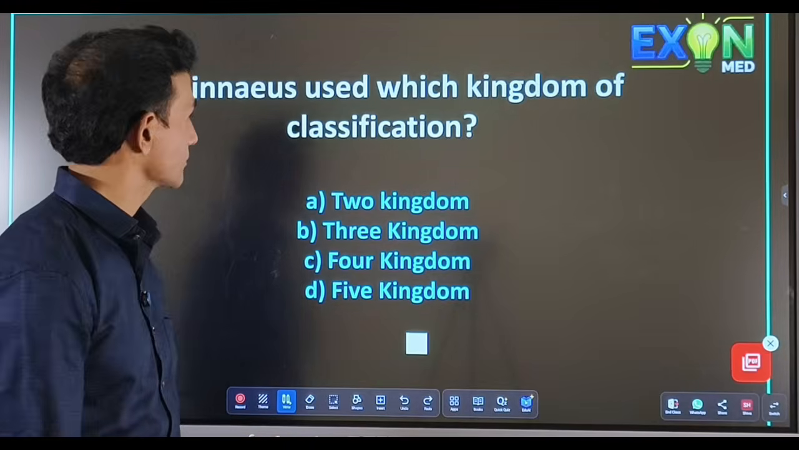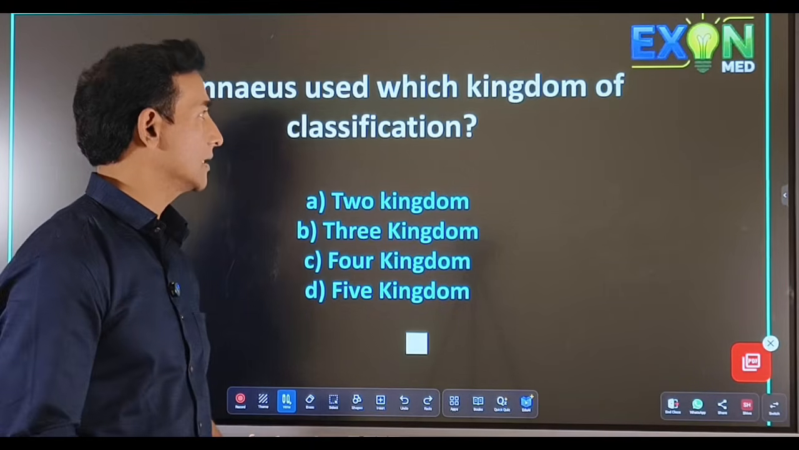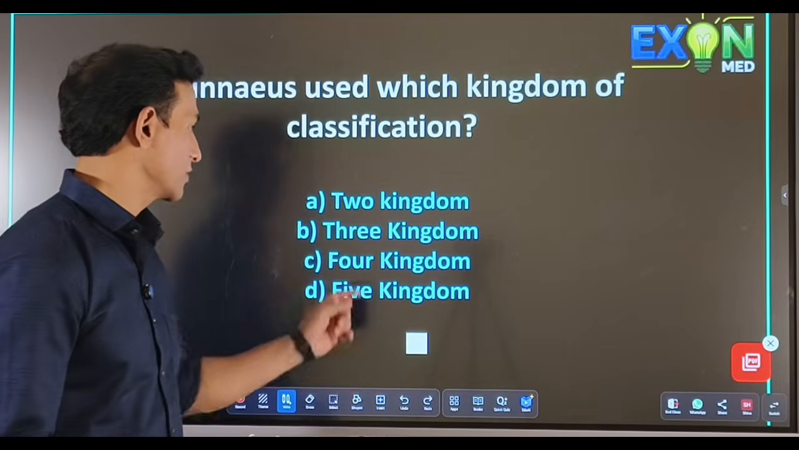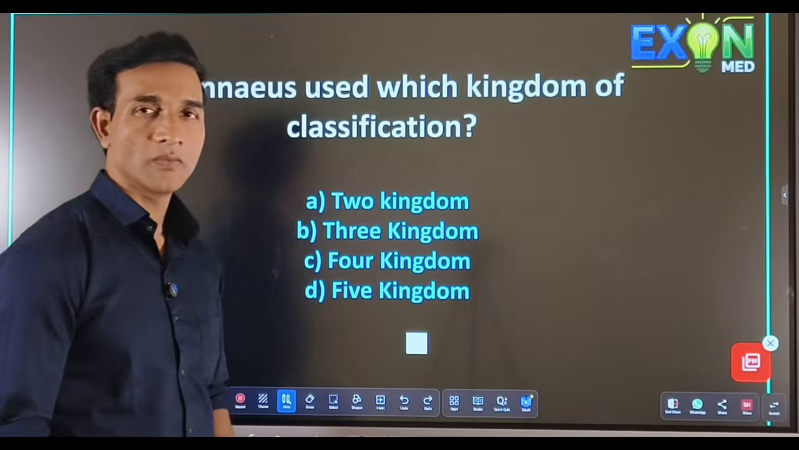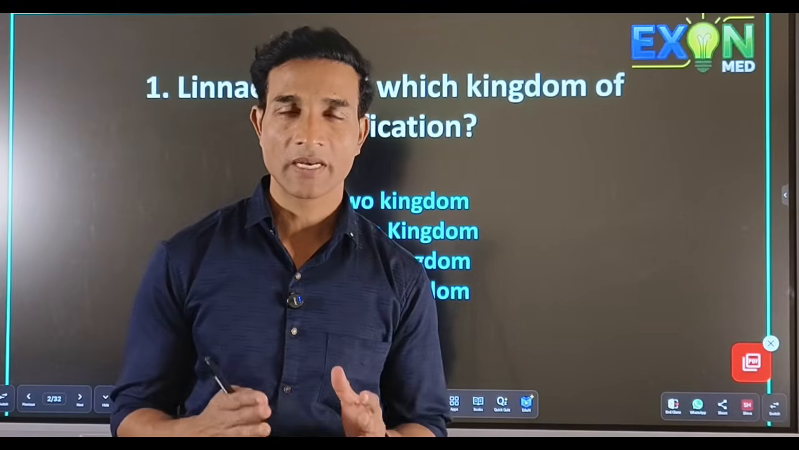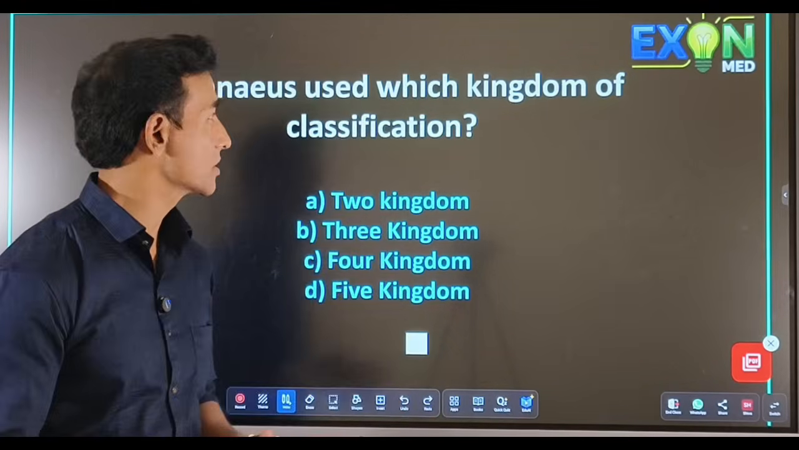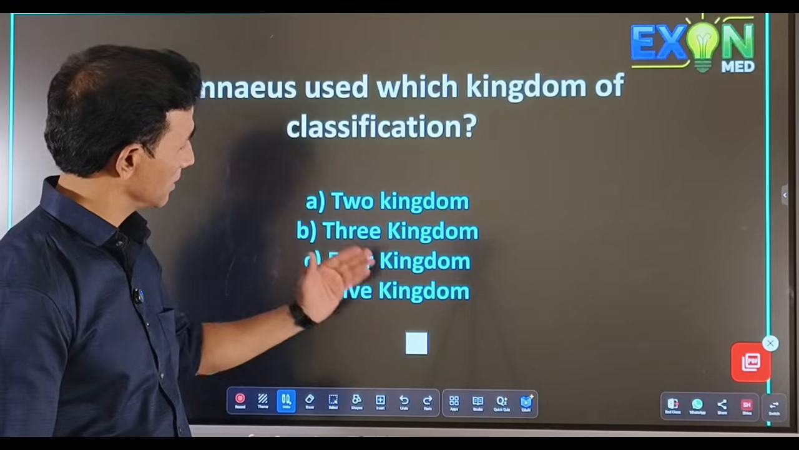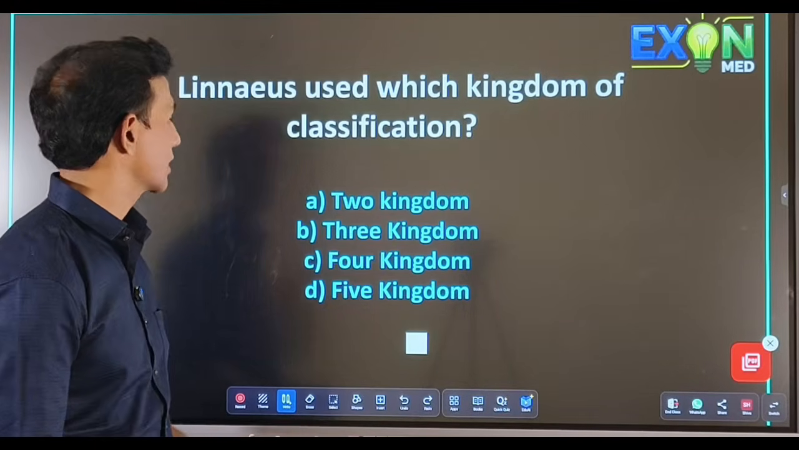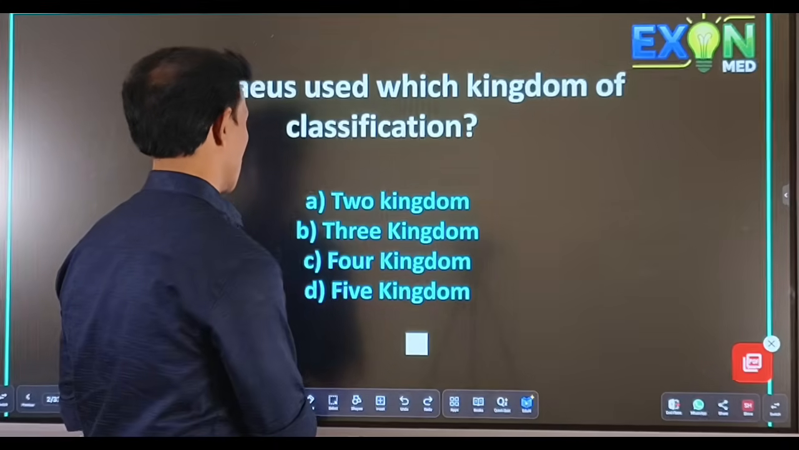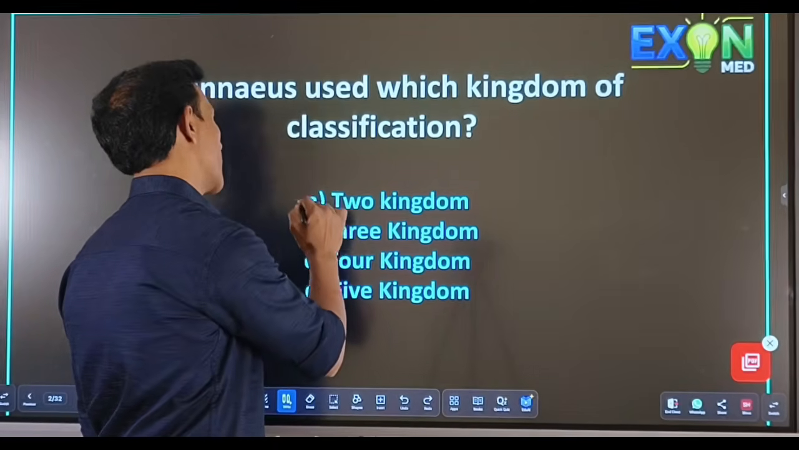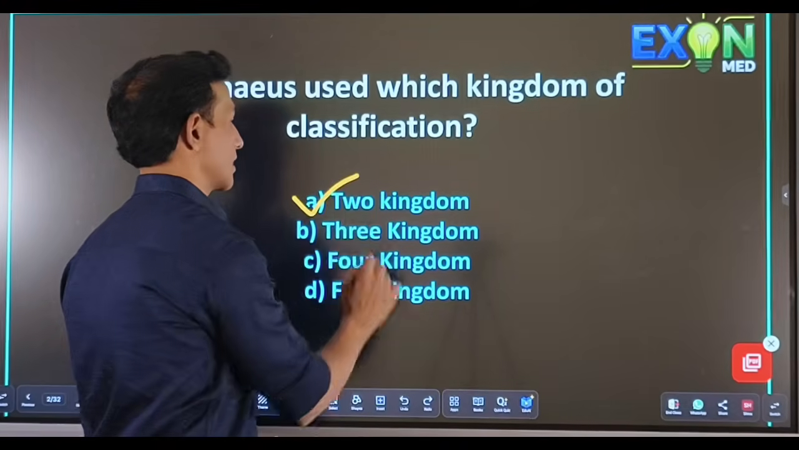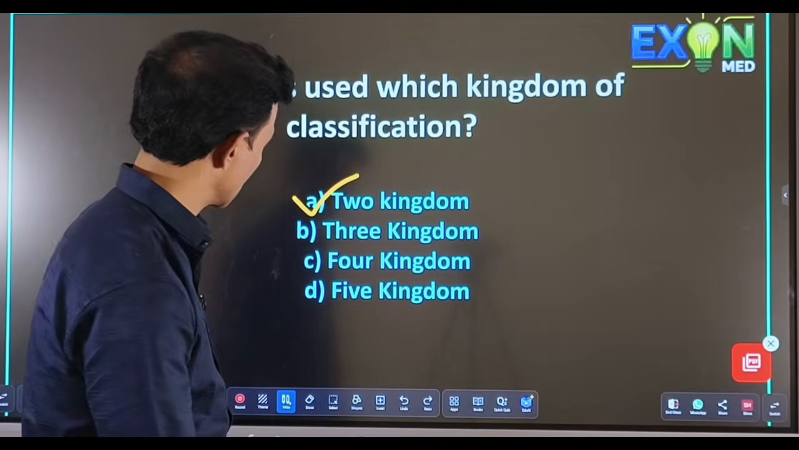The first question. Linnaeus used which kingdom of classification? So we have 2 kingdom, 3, 4, 5. We know all living organisms are classified into different types of kingdoms. So first the 2 kingdom system of classification was given, then 3, 4, finally 5. It was Linnaeus who gave the 2 kingdom system of classification. So the correct option is 2 kingdom system of classification.